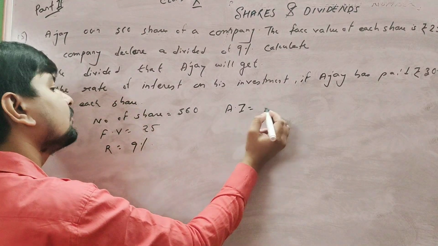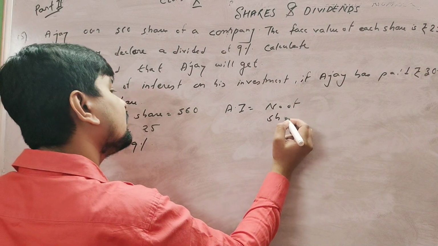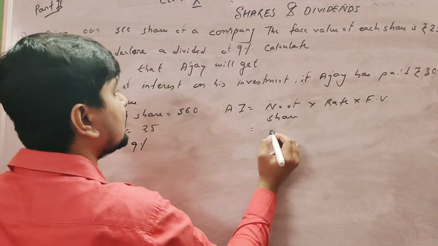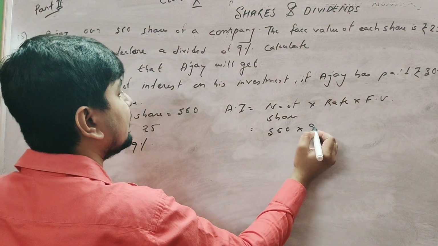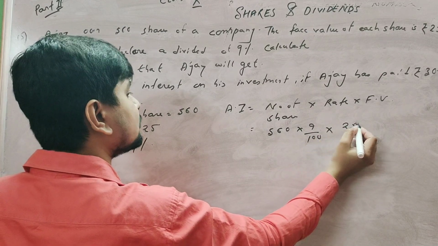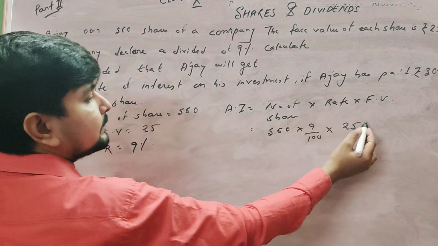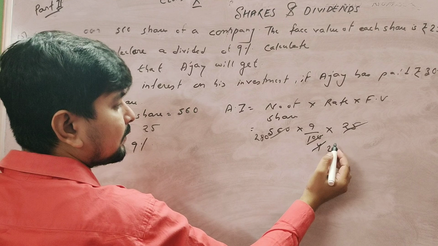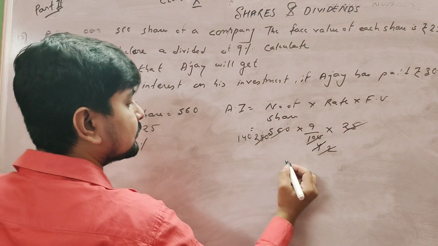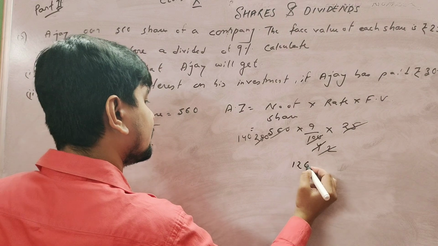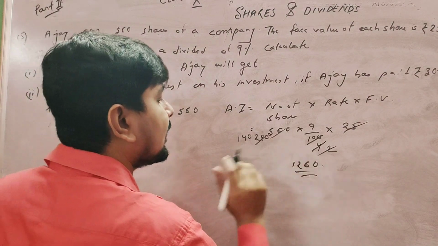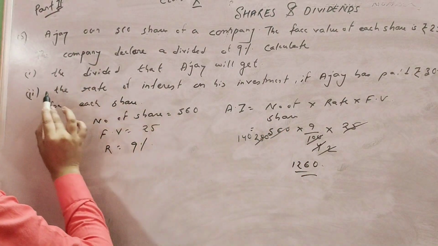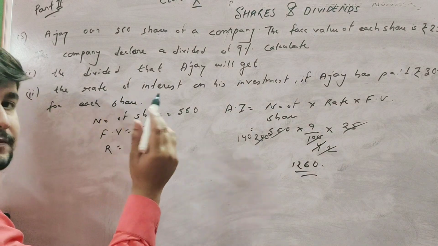So the annual income formula is number of shares into rate into face value. So the number of shares is 560, rate is 9% and face value is 25. Clear? Face value is 25, given. Annual income is 140 into 9, which is 1260. Clear? Now calculate the rate of interest. Rate of interest means rate of return.